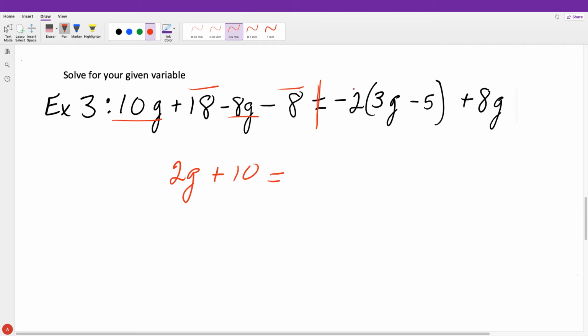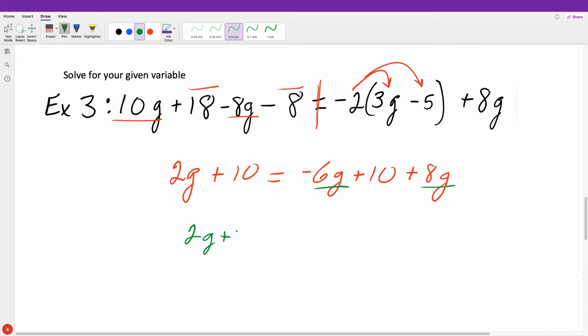And then I have here where I'm going to distribute this in because it's telling us to multiply. So negative 2 times 3g is negative 6g. And negative 2 times negative 5 is a plus 10. And now I'm left with plus 8g here, which are like terms. So I'm going to go ahead and combine those. So now I have 2g plus 10 is equal to negative 6g plus 8g, which is 2g, plus 10. So this just took us a little bit longer to get to here.